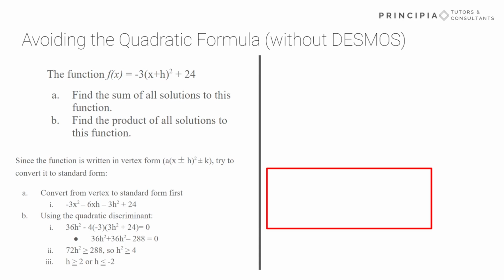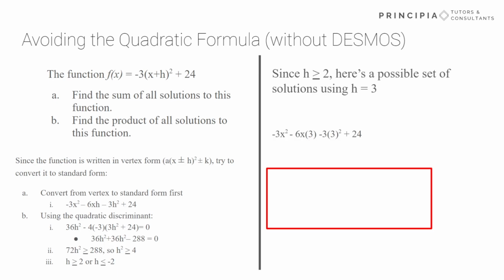we should end up with an h value that is greater than or equal to 2 or less than or equal to negative 2. So this gives us a huge range of potential answers. So using this possible set of solutions where h equals 3 because it satisfies the condition of h being greater than or equal to 2, let's plug in a 3 everywhere we see an h in the original function. What we'll end up with, working out everything, is a negative 3x squared minus 18x minus 3.